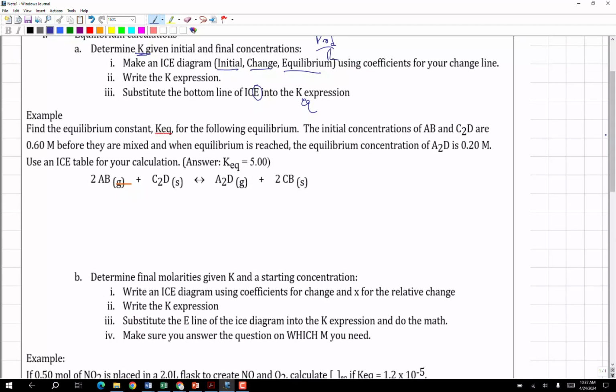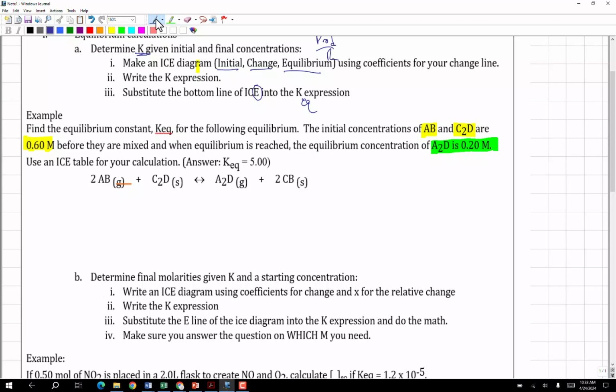Find the equilibrium constant K_eq for the following equilibrium. The initial concentrations of AB and C2D are 0.6 molar. So I'm just making a note, AB and CD are 0.6 molar before they are mixed. And when equilibrium is reached, the equilibrium concentration of AD2 is 0.2 molar. Okay, so I got something a little different here. AD2 is 0.2 molar. Use an ICE table for your calculations.